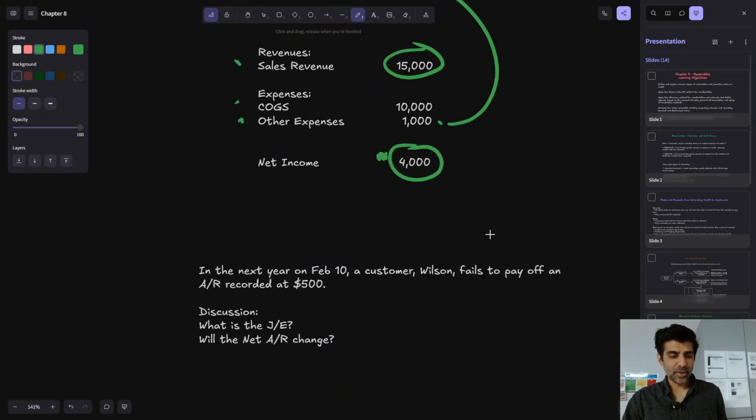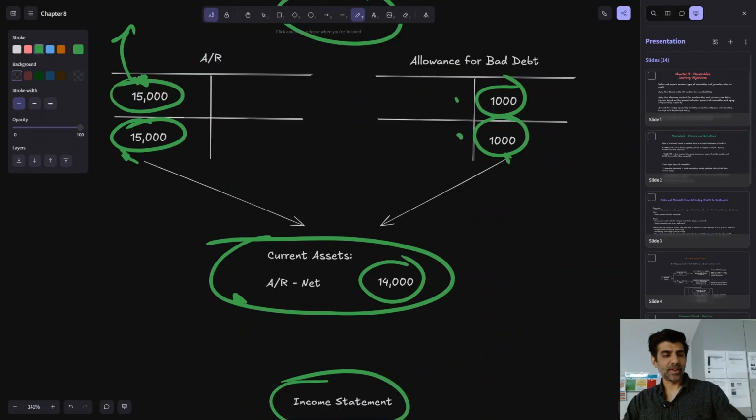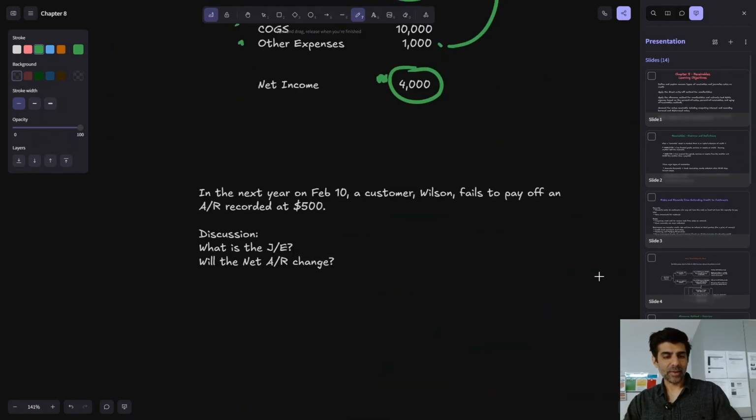Okay, so now let's do the next thing. Now we have this 15,000 in accounts receivable, and someone is not going to pay us. This customer, Wilson, is not paying us $500. So think about, what is the journal entry now? What should we do? See if you can figure this out yourself. And then think about what happens to the accounts receivable.